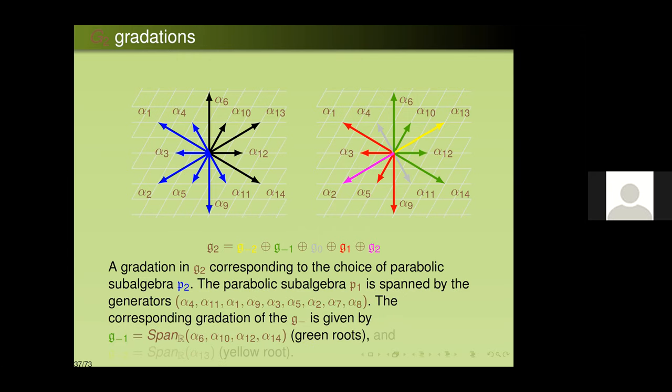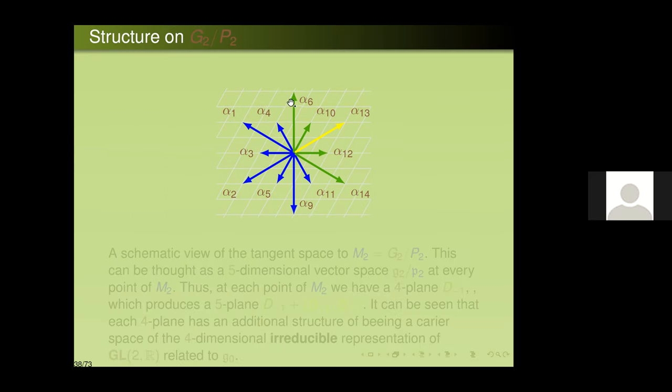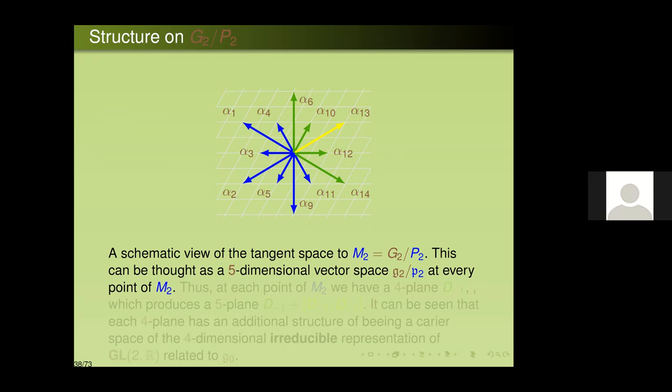Now if we pass to the quotient, the five-dimensional space, at every point, the tangent space to the manifold M2, G2 by P2, will be represented by this green yellow stuff. And now we see that we have a flag of something which is a distribution of rank 4, and this distribution of rank 4 is not integrable, and it produces the entire tangent space by taking a commutator, for example, green with green. So the schematic view of the tangent space to M2, G2 by P2 looks as follows: we have a vector space G2 by P2 equipped with a four-plane D minus 1, and this four-plane sits in the five-plane.